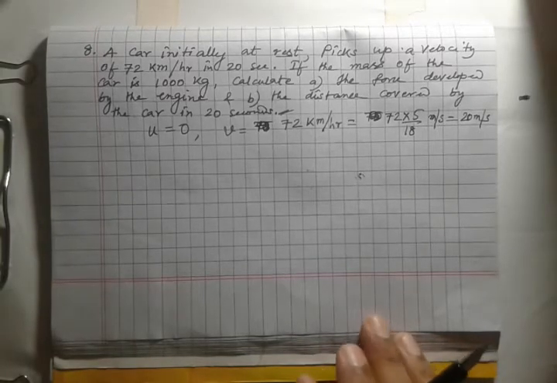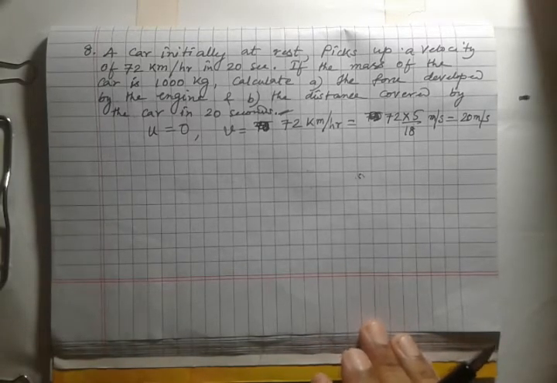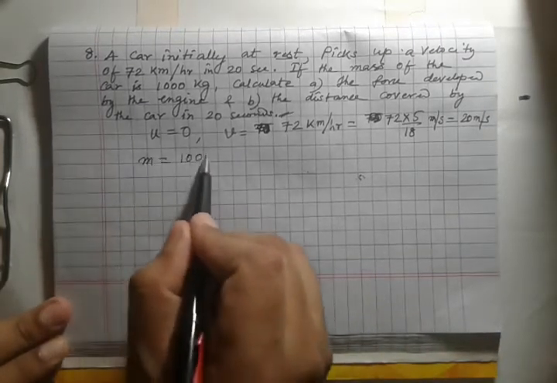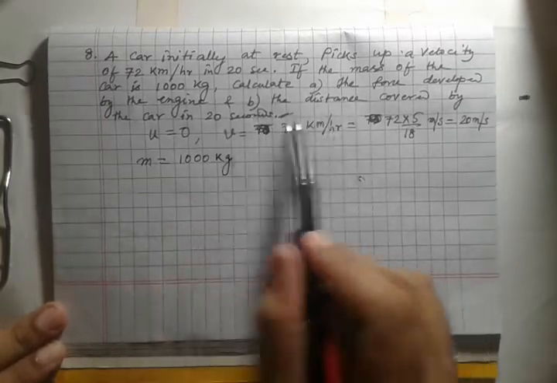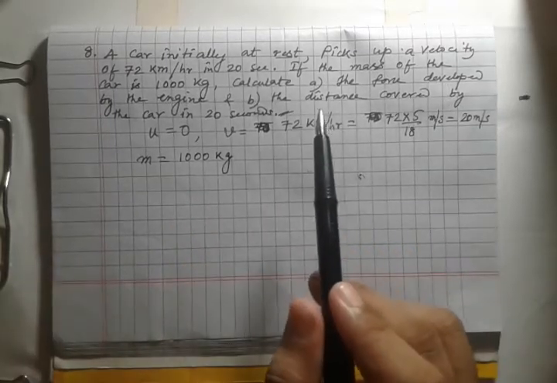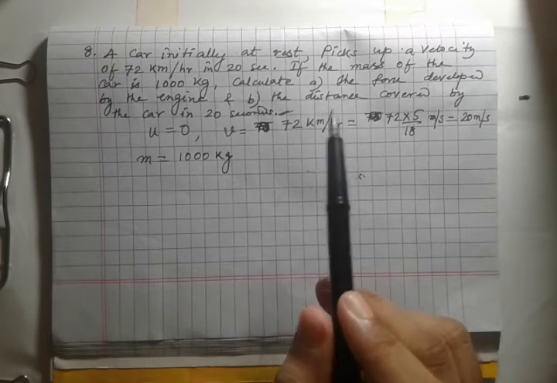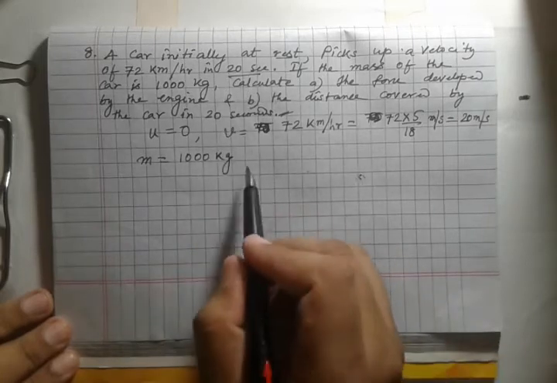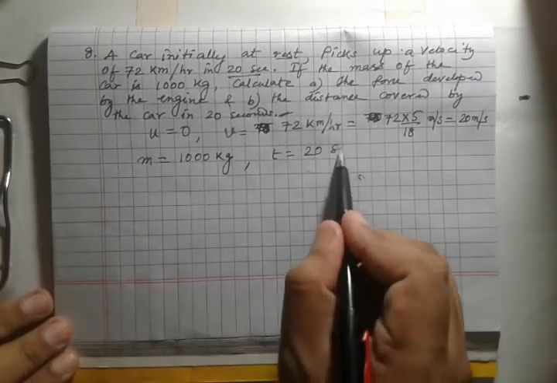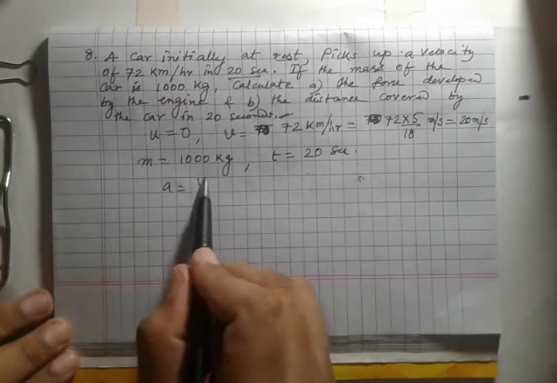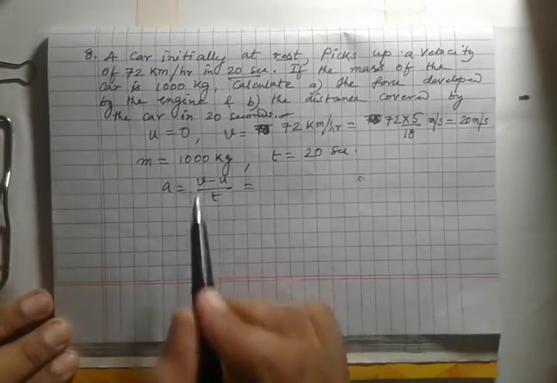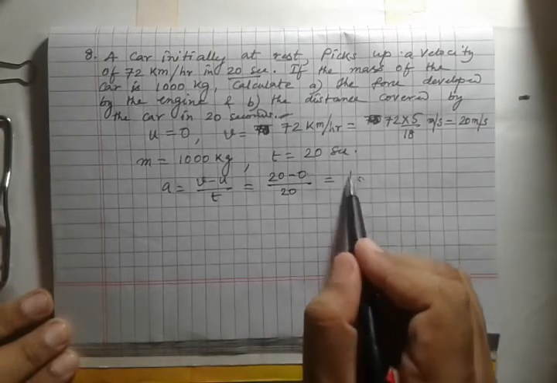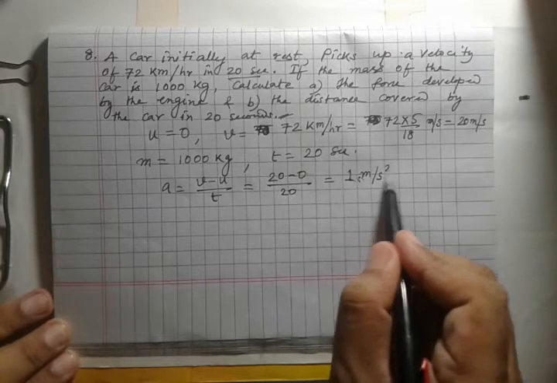Now m is given here. m is equal to 1000 kg. So you have to find out the force developed. It is given that to pick up the velocity it takes 20 seconds, so t is equal to 20 seconds. So acceleration is equal to (v minus u) by t. v is 20, u is 0, divided by 20. So 1 meter per second square is the acceleration.